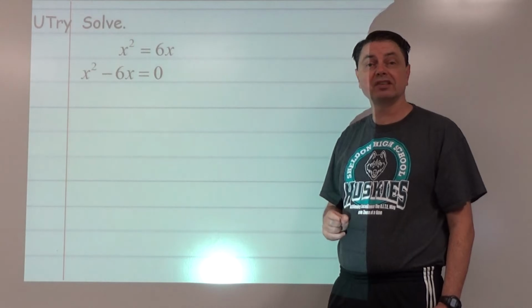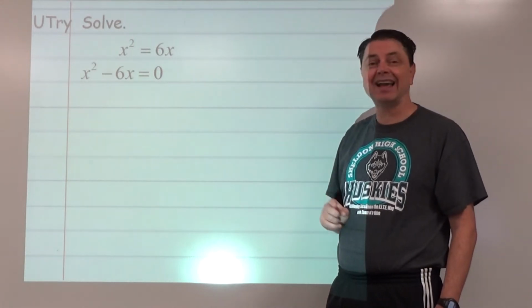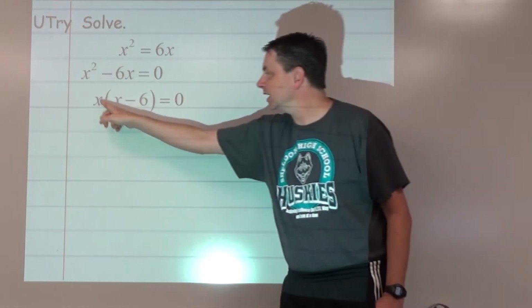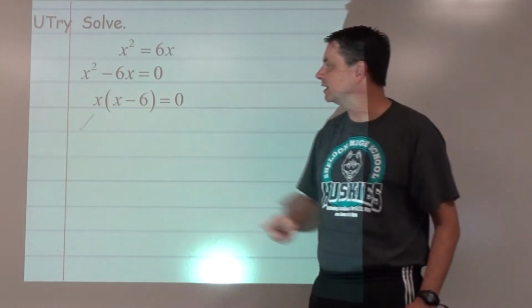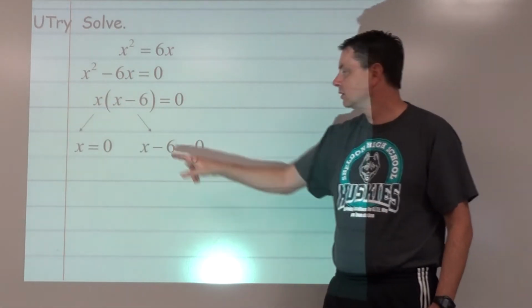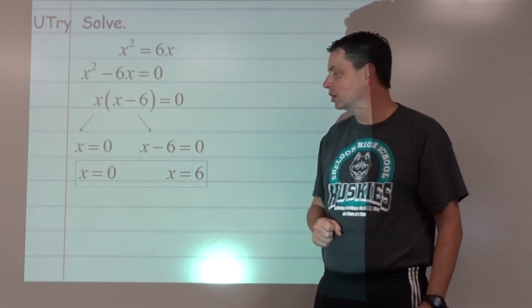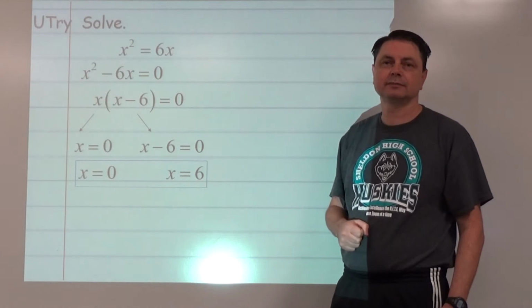Now we're going to do greatest common factor, which is just x. And go ahead and split it. X equals 0. X minus 6 equals 0. Add 6 to both sides. X equals 0. X equals 6.